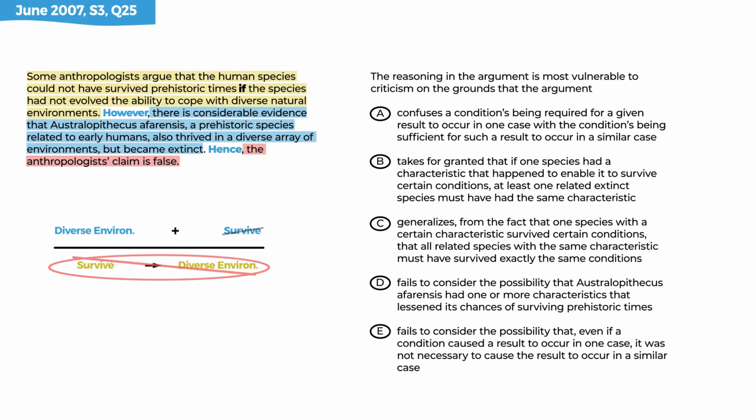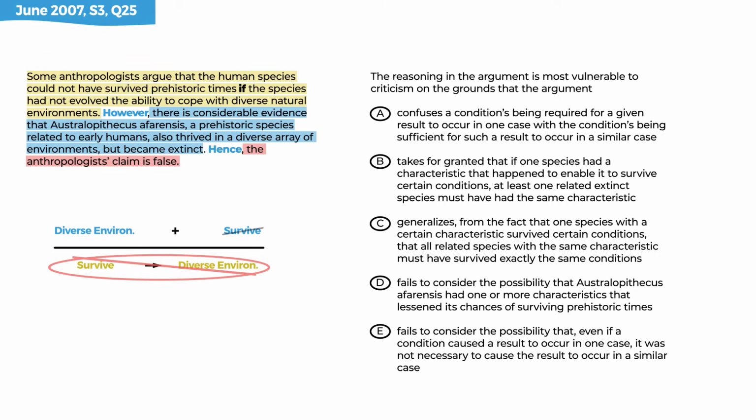In order to refute a conditional, you need to do two things. You need to meet the sufficient condition and deny the necessary. But notice, in this case, the evidence does not show that Australopithecus afarensis survived but did not cope with diverse environments. Instead, it shows that Australopithecus afarensis coped with diverse environments and did not survive. So this evidence doesn't meet the requirements for refuting the anthropologist's claim. In order to do so, it should have showed that Australopithecus afarensis survived but did not cope with diverse environments.